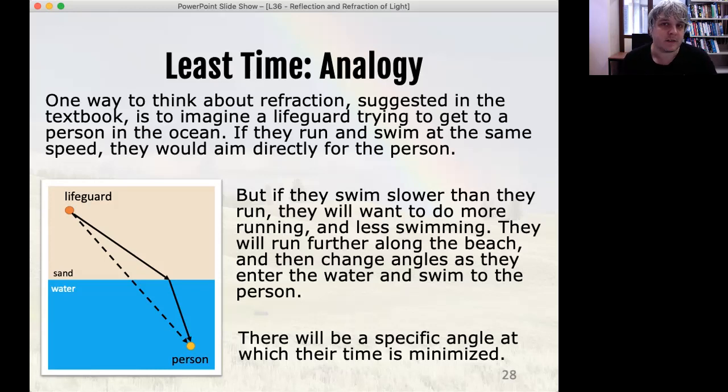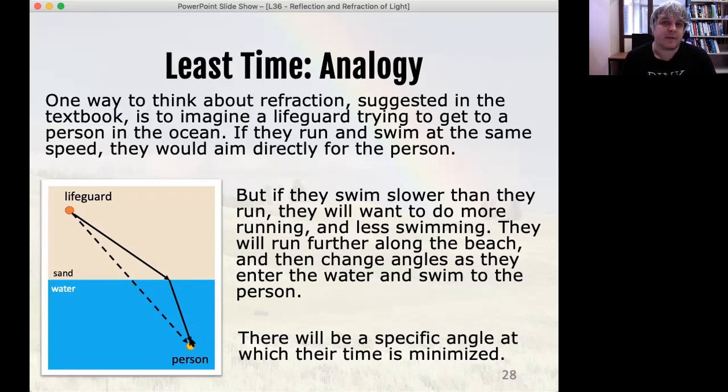But if we want to minimize the time to get there, and they are quicker on the sand than they are on the water, if they run on sand quicker than they swim in the water, then they would want to spend more time on the sand and less time in the water to minimize the time it takes to get to that person. And that would result in a diagram like that on the left here, where they run at an angle towards the water and then change their angle as they enter the water because they're now traveling slower and they want less time in the water. And you can see that that results in less distance through the water than the direct path did.